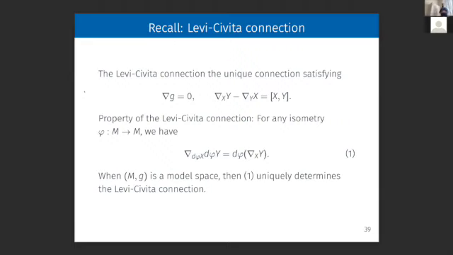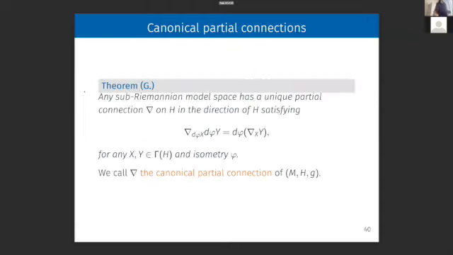So we have the definition of the Levi-Civita connection as the one that is compatible and torsion free, but we also have that the Levi-Civita connection is invariant under isometries. On the sphere and on the hyperbolic space, this invariance under isometry is enough to determine the connection uniquely. You have enough isometries to do that. So we have a similar phenomenon in the sub-Riemannian case.